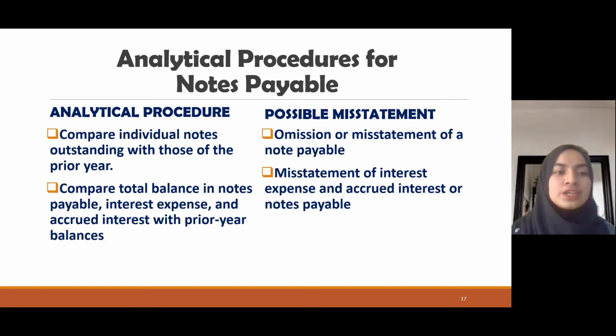And next, compare individual notes outstanding with those of the prior year to see whether there is omission or misstatement of the notes payable. Then compare the total balance of notes payable, meaning how much of your loan remains, the total interest expenses for the year, and accrued interest if any, with the prior year balance. The purpose is to see whether there is a misstatement of the interest expenses and accrued interest of notes payable. That's all for me. Next, I will pass to the next presenter.